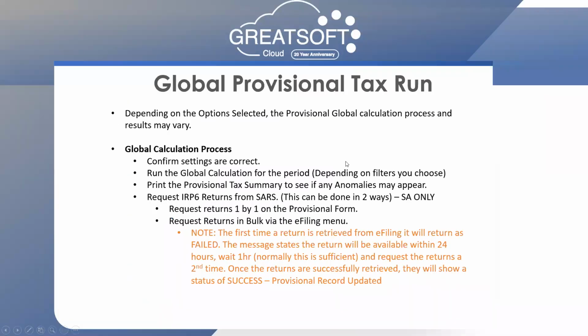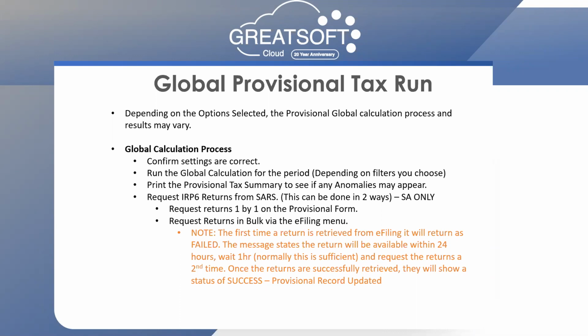So we've now covered the provisional tax options and the global calculation. This is the calculation process on a high level, and it is specified in the checklist. So it's to confirm that your settings are correct, and run the global calculation for the period. That is for 2021, February P2 as an example. Print a provisional tax summary to see if anything jumps off the page or if there are any anomalies. Hopefully, by doing your checks before you run the process, you will catch any of those exceptions.